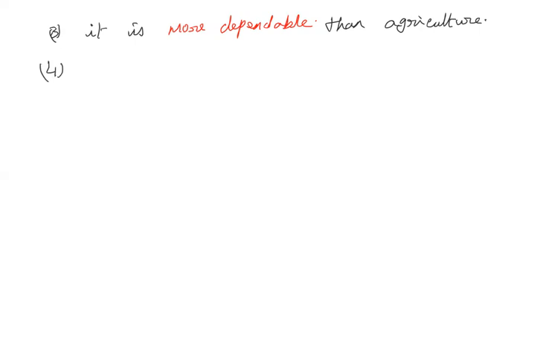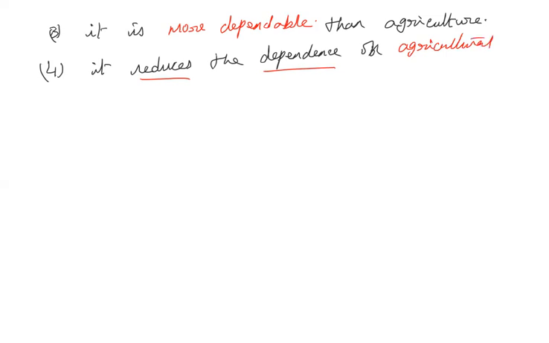And another major advantage is that the industrial sector reduces the dependence on agricultural exports, in order to meet the foreign exchange requirements of the country, to earn the required foreign exchange. Every country is supposed to have certain reserves of foreign exchange.